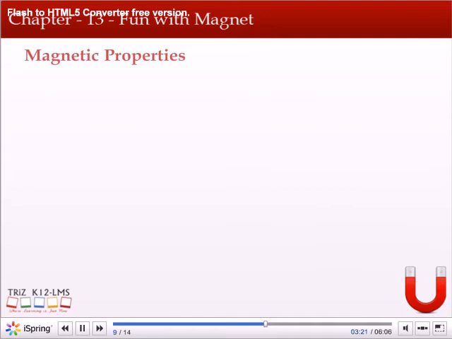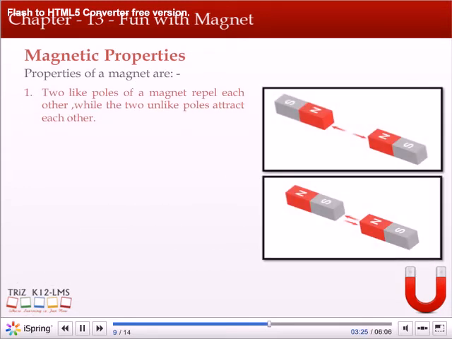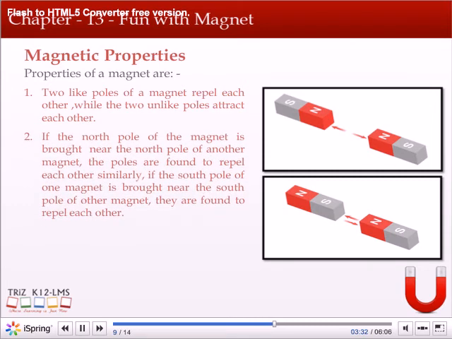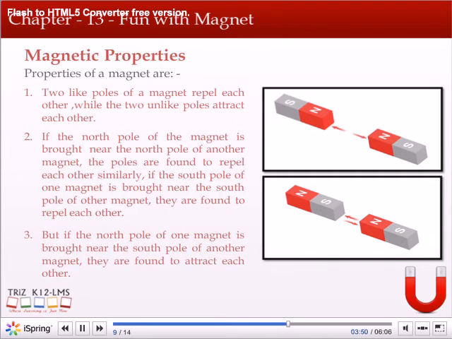Magnetic properties. Properties of a magnet are: two like poles of a magnet repel each other, while the two unlike poles attract each other. If the north pole of the magnet is brought near the north pole of another magnet, the poles are found to repel each other. Similarly, if the south pole of one magnet is brought near the south pole of another magnet, they are found to repel each other. But if the north pole of one magnet is brought near the south pole of another magnet, they are found to attract each other.